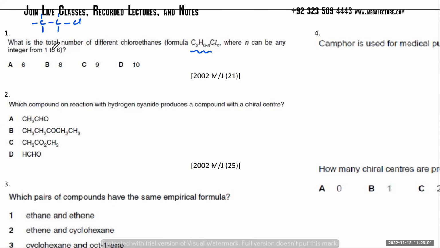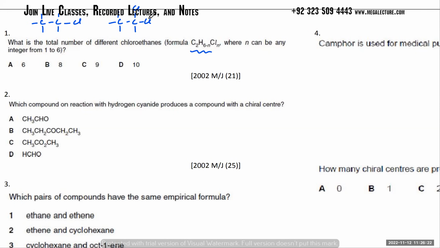Achha, n can be any integer from 1 to 6. If n is 2, it's going to be C2H4Cl2, right? So there's going to be 2 Cls, and the rest are all H atoms. How many isomers are possible for this?